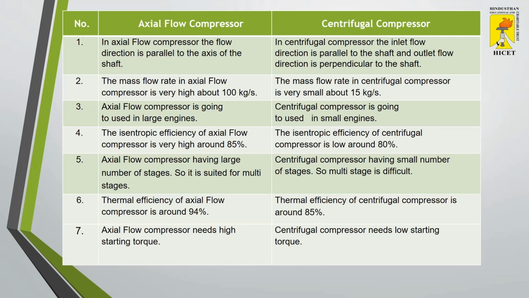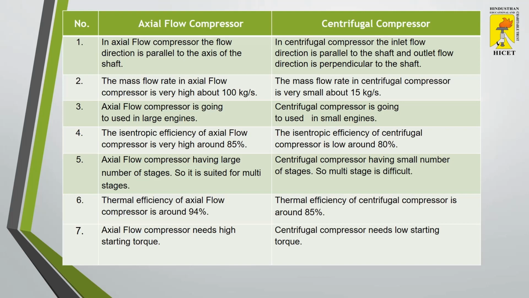The isentropic efficiency of axial flow compressor is very high, around 85%, and for a centrifugal compressor it is 80%. It is easy to have a large number of stages in axial flow compressor, but in centrifugal compressor, if the number of stages increases, the weight increases drastically, so multi-staging is a complex one. The thermal efficiency of axial flow is around 94%, whereas in a centrifugal compressor it is 85%.